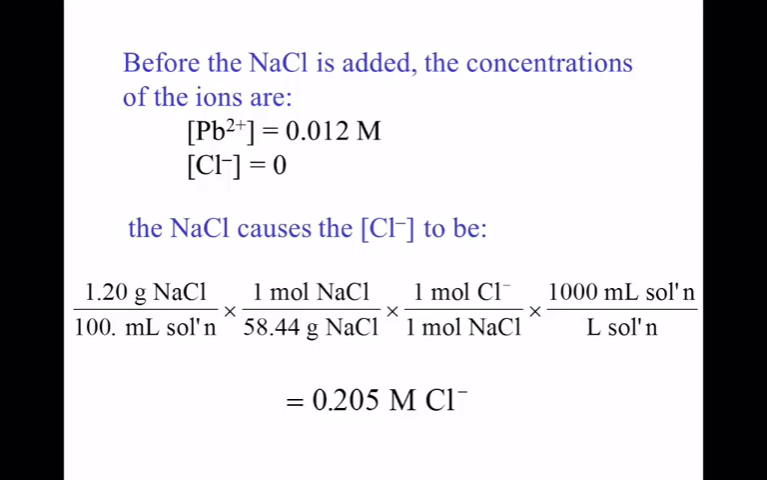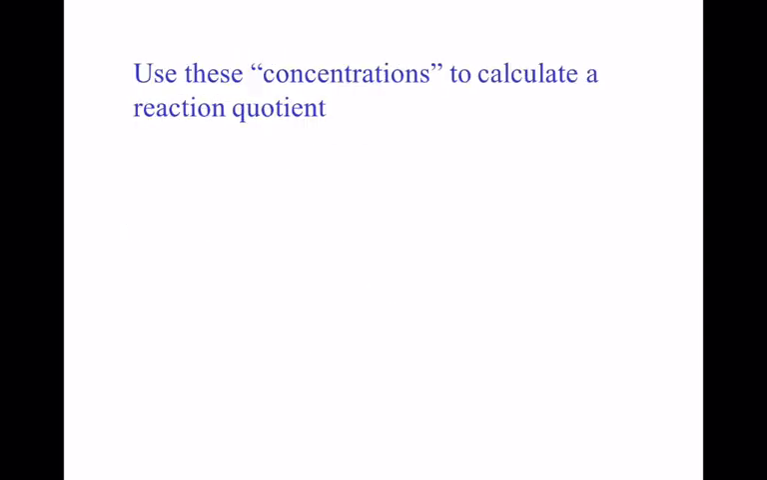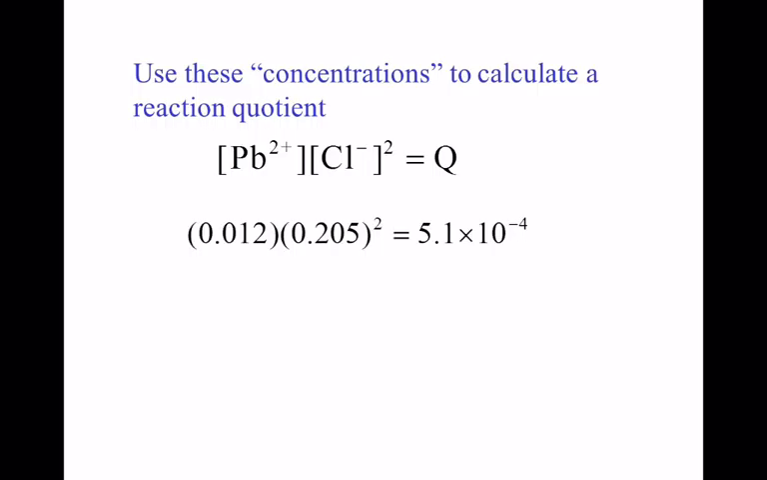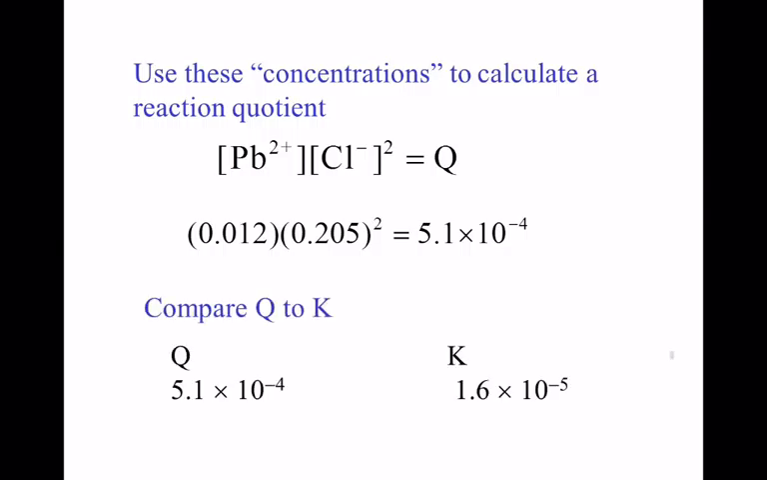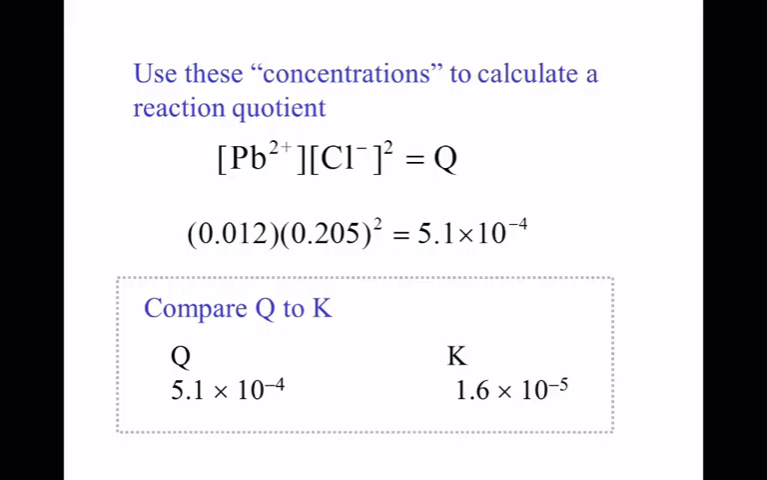Okay. Don't forget we're going to square it, right? So plugging in those values, I get 0.012, which is the molar concentration of the lead 2, times 0.205 squared, which is the molar concentration of the chloride ion. Rounded to 2 significant figures, I get 5.1 times 10 to the negative 4. And since this is larger than our K, is it larger? Yes, it's larger. Since it's larger, a precipitate will form.